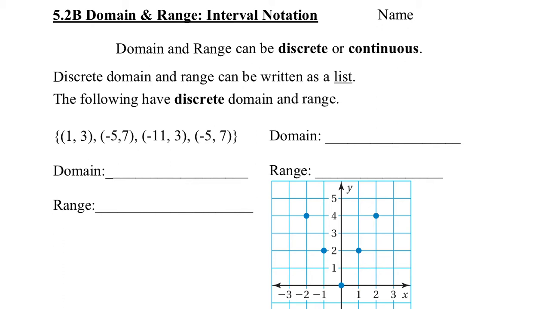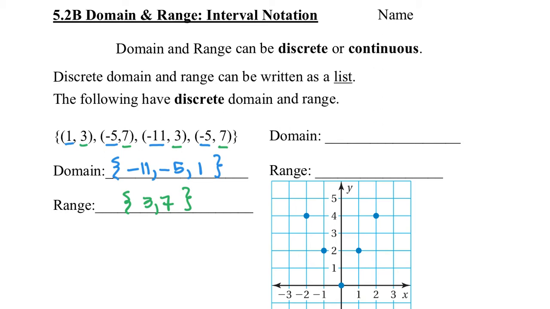So for this first relation, it's a list of ordered pairs. So the domain is all the x values, which is the 1, the -5, the -11, and the -5, but I am going to put them in order and exclude any repeats. So my domain is -11, -5, and 1, and you are welcome to use the curly brackets. If you leave them off, I'm okay with that too. Okay, range is the y-coordinates, so 3, 7, 3, 7. So 3 and 7 because I excluded the repeats. And my domain and range is just a list of values because this is a discrete relation.